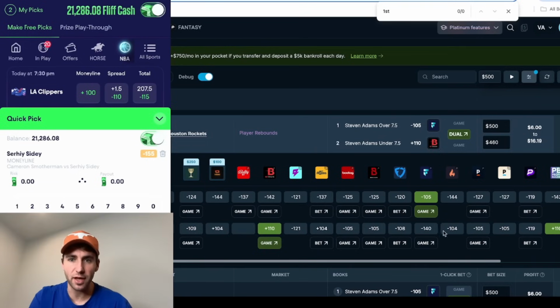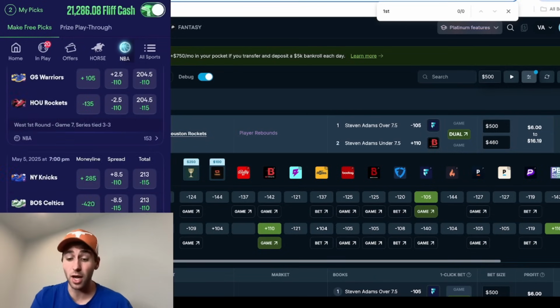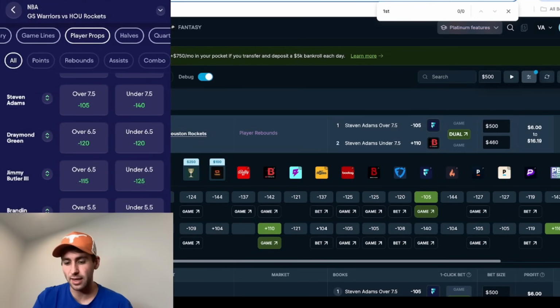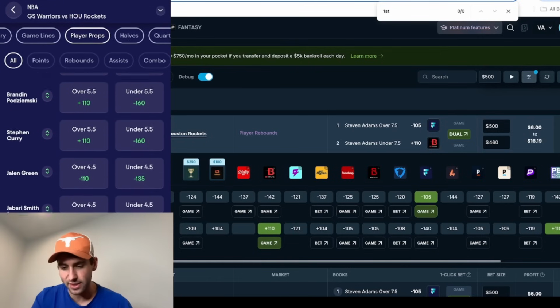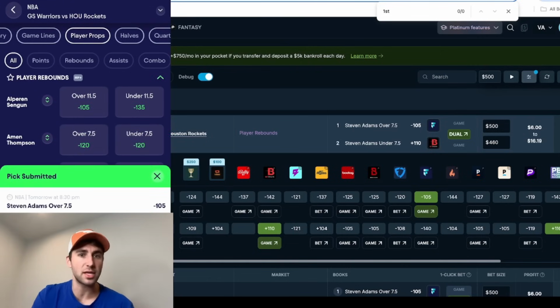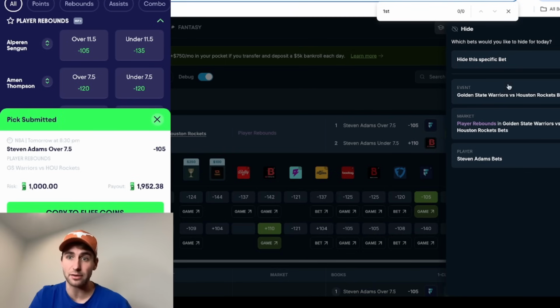You can see Fliff is the only book with Adams favored to go under or juiced. All these other books have his over heavily favored. This is across market. This is arbitrage. So we know one of these two bets has to be profitable by definition. And in my opinion, it's pretty clear that the value's on the over. Where is Steven Adams? Boom, $1,000. Again, usually I'm just betting the max that they give me. So in this case for Steven Adams, it's $1,000.